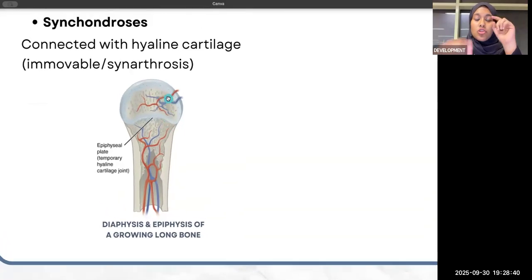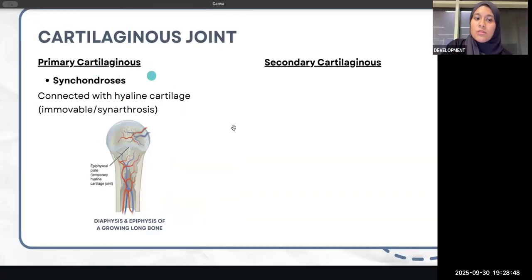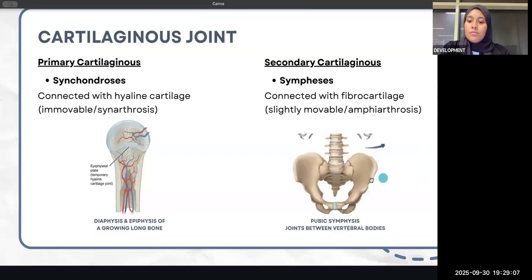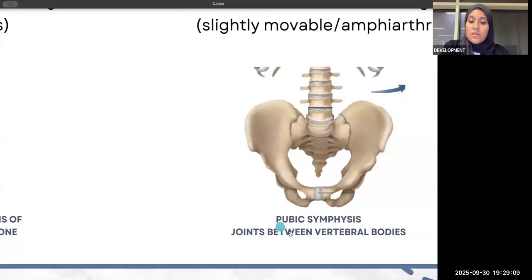And this cartilage should be immovable. Otherwise, you'd of course separate your bone, which you don't want. So it's synarthrosis, synchondrosis. What about secondary cartilaginous? We have symphysis. Now, symphysis is connected with fibrocartilage, and fibrocartilage basically makes your bones slightly move. And what did we say slightly move means? That means amphiarthrosis. An example of this would be pubic symphysis.